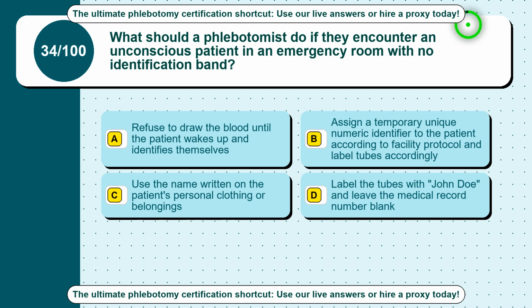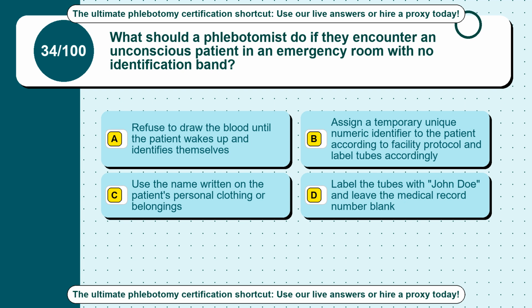Question 34. What should a phlebotomist do if they encounter an unconscious patient in an emergency room with no identification band? Option A. Refuse to draw the blood until the patient wakes up and identifies themselves. Option B. Assign a temporary unique numeric identifier to the patient according to facility protocol and label tubes accordingly. Option C. Use the name written on the patient's personal clothing or belongings. Option D. Label the tubes with John Doe and leave the medical record number blank.